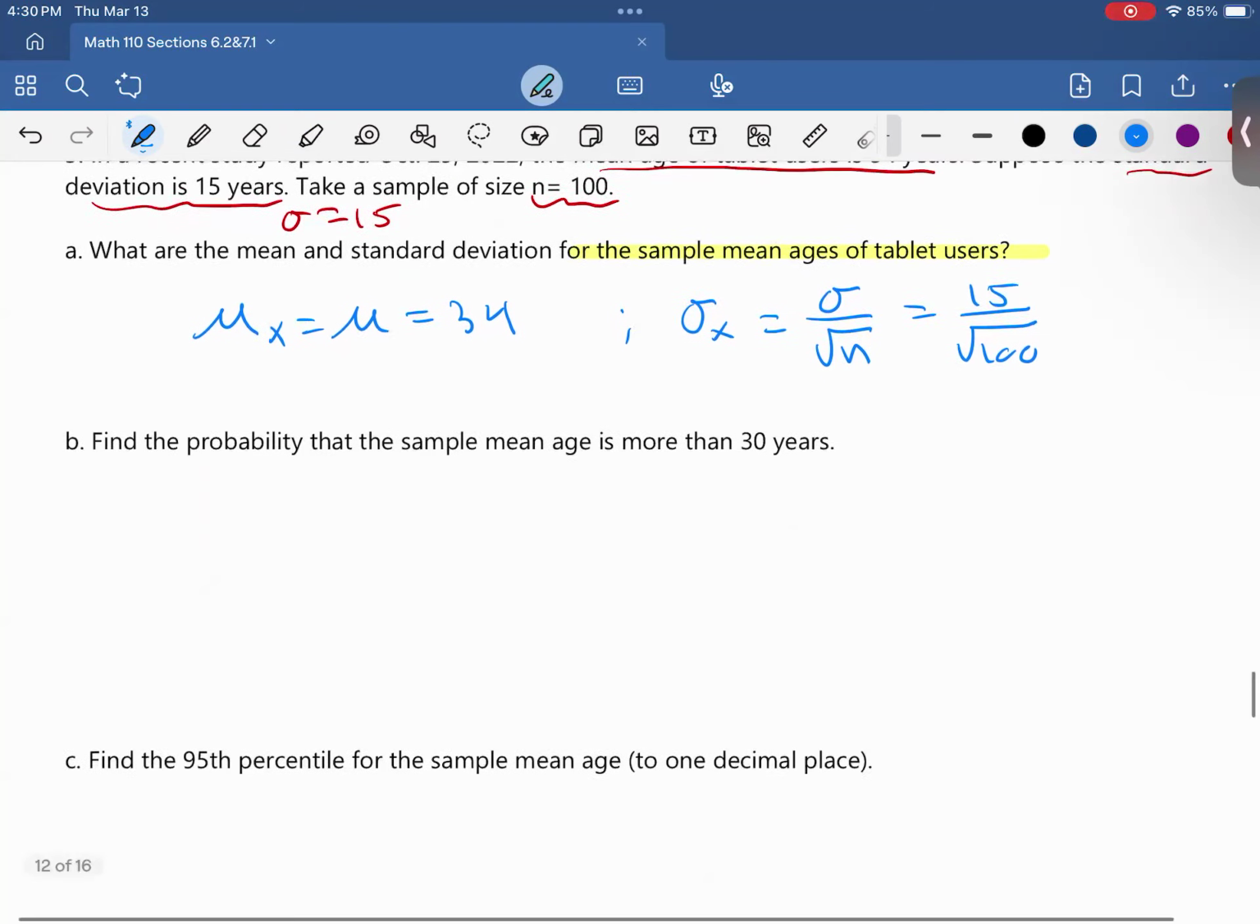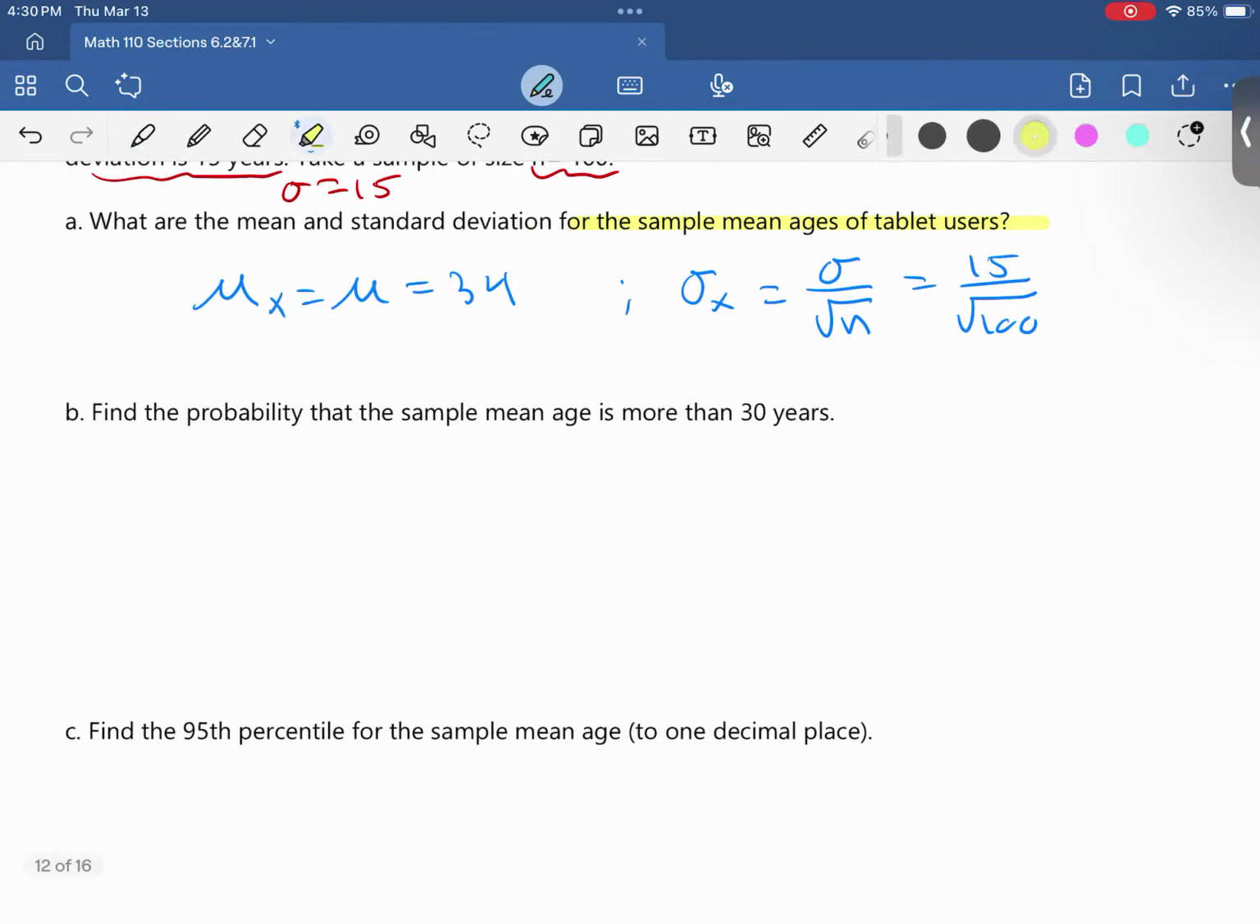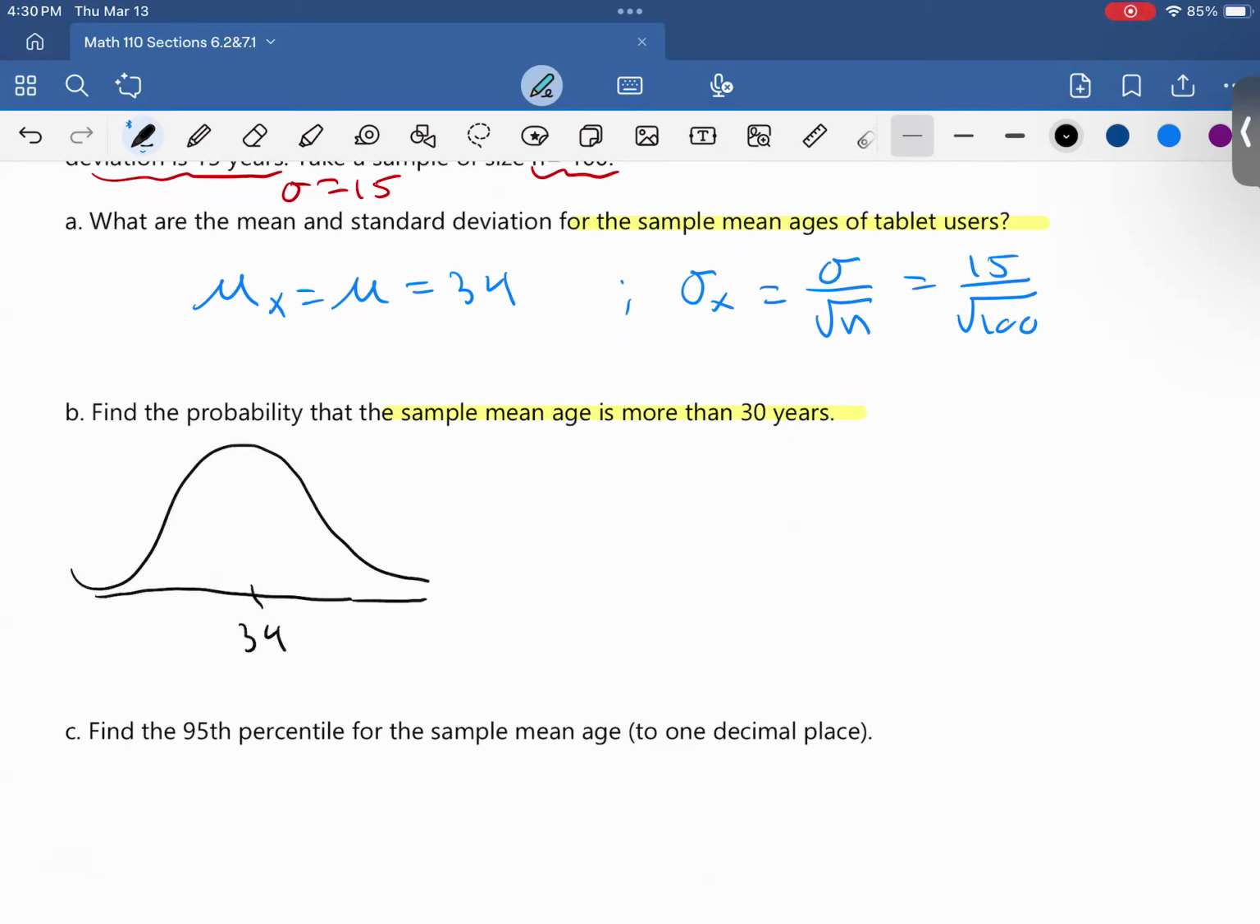Okay, so question B is asking, find the probability that the sample mean age is more than 30 years. So we have to use the central limit theorem here because of that sample mean component. So we'll have a distribution here. Our mean is 34, where we want to know the probability greater than 30 years. So 30 will be somewhere to the left. I'm just going to shade everything to the right of 30 because we want to know more than 30 years.